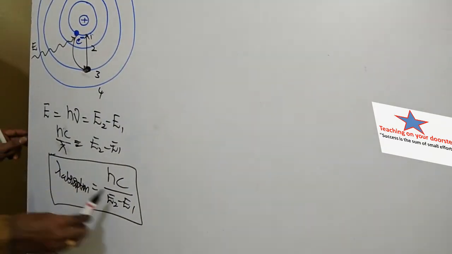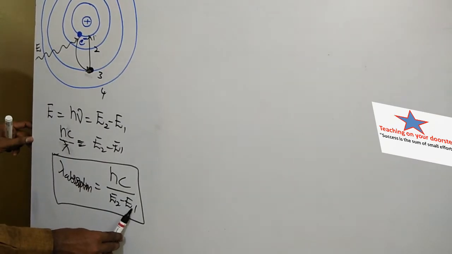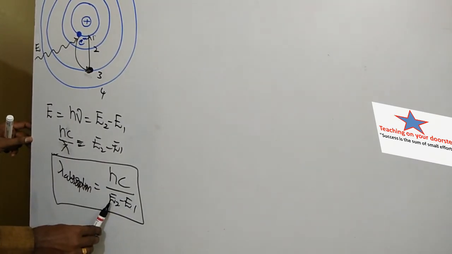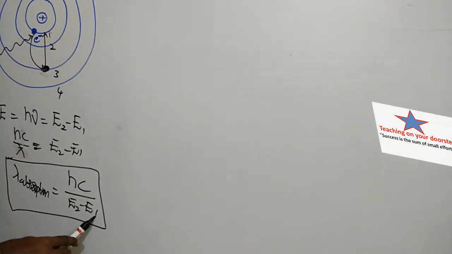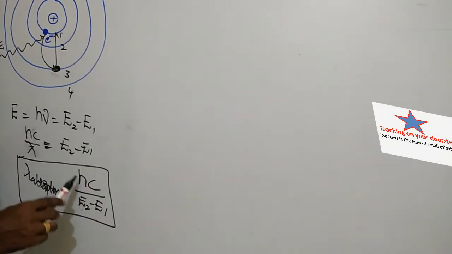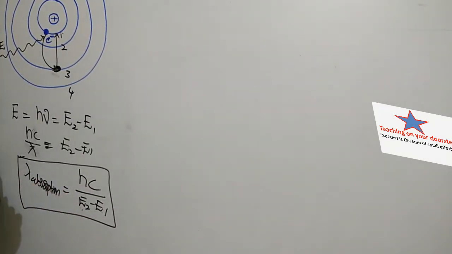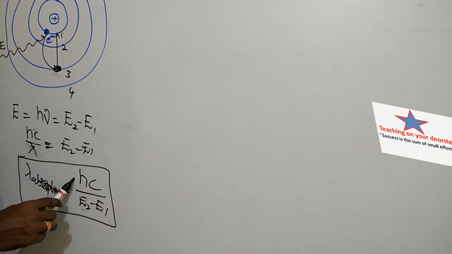If we know from which energy level the electron jumps, that is, the lower energy state and higher energy state numbers, then we can find the absorption wavelength, because h is Planck's constant.